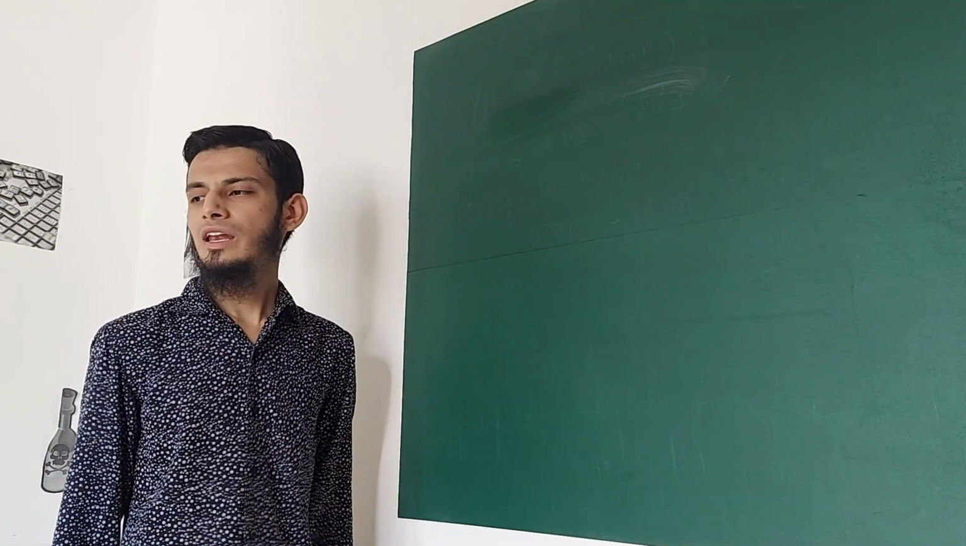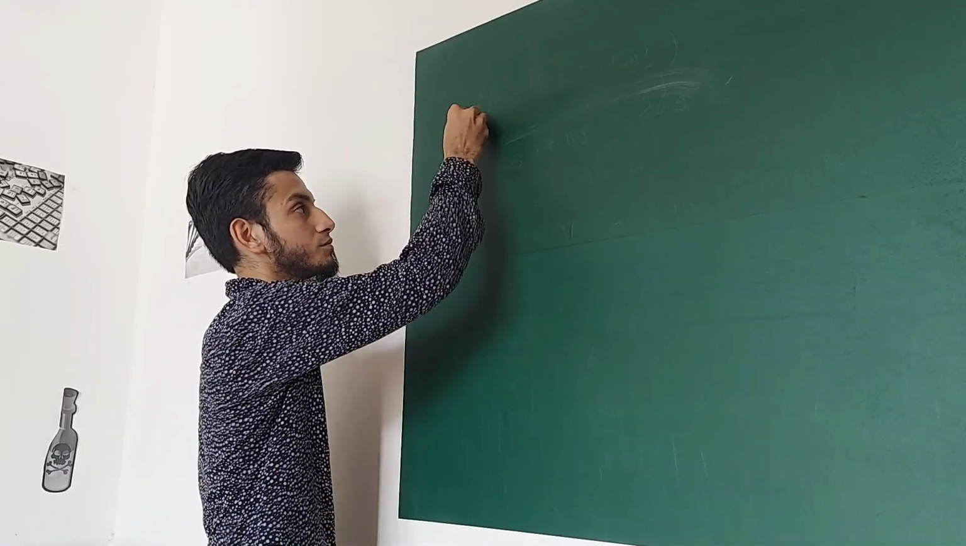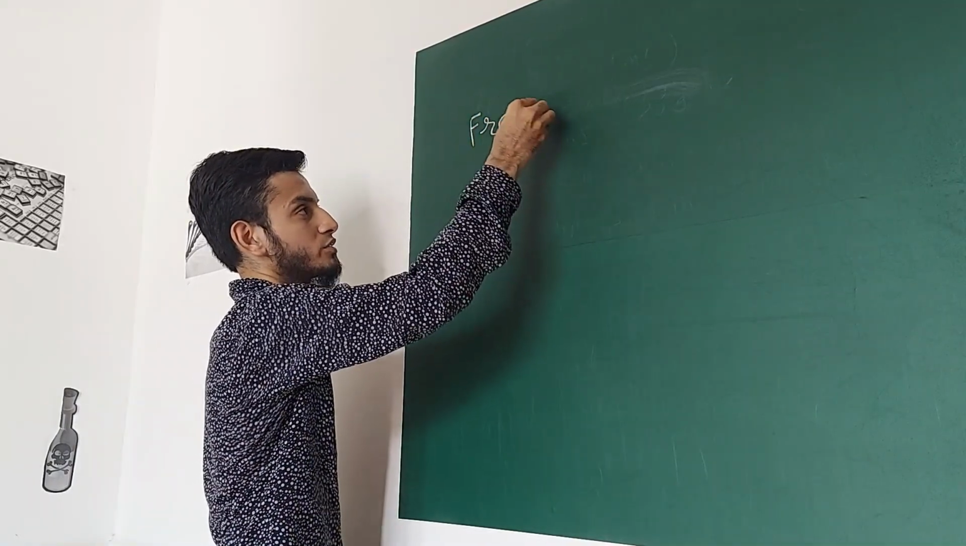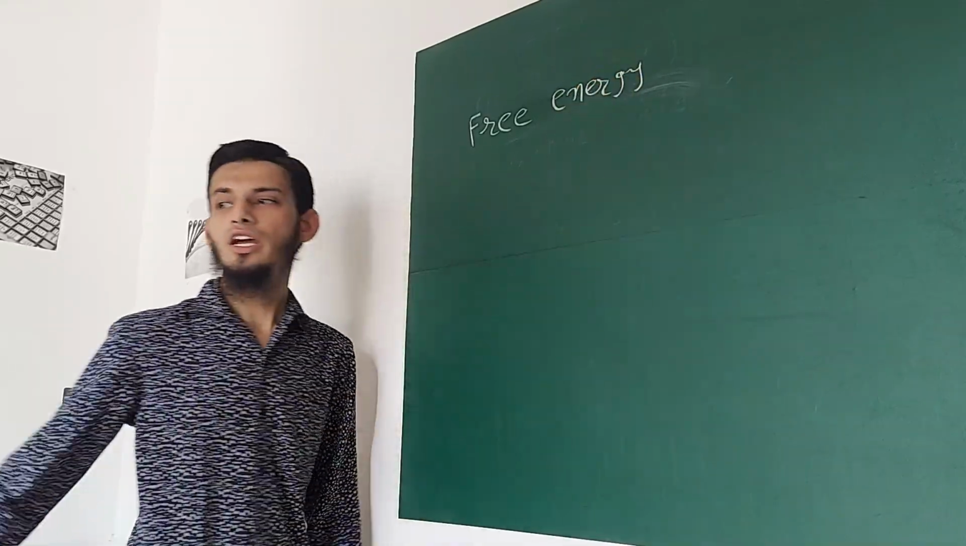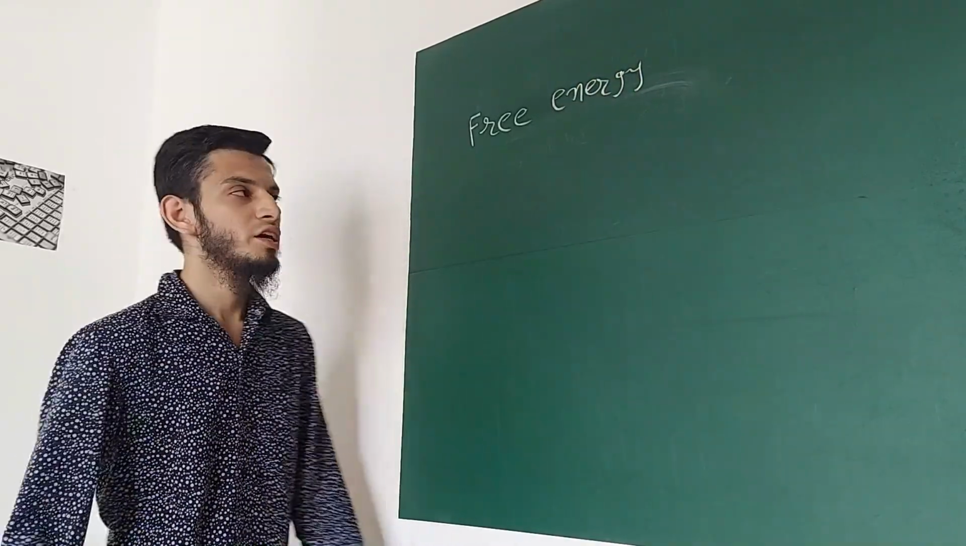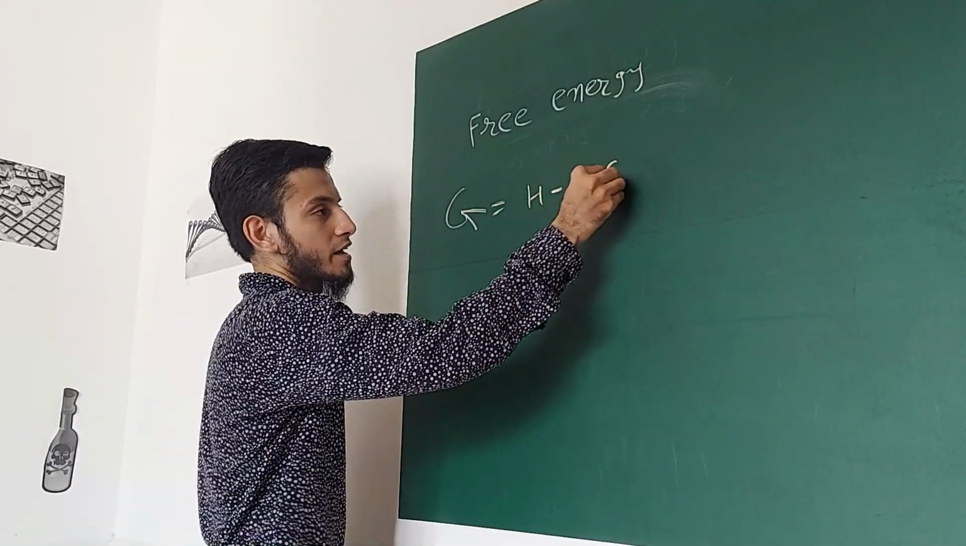So students, we will learn a different concept today. We will learn about free energy. Very important concept. What is free energy? Free energy is G, equal to H minus TS.